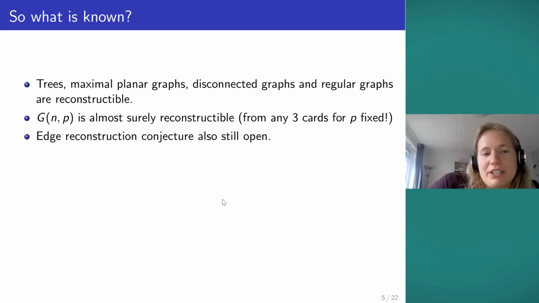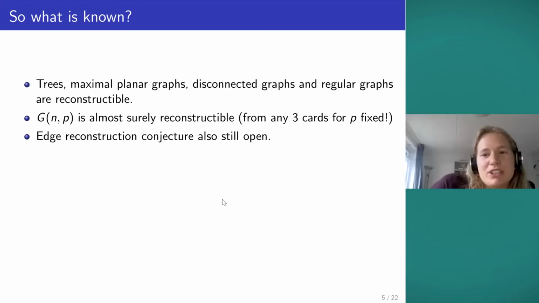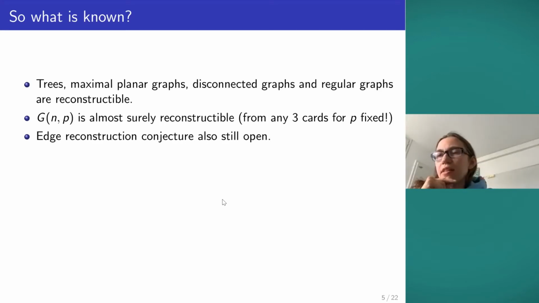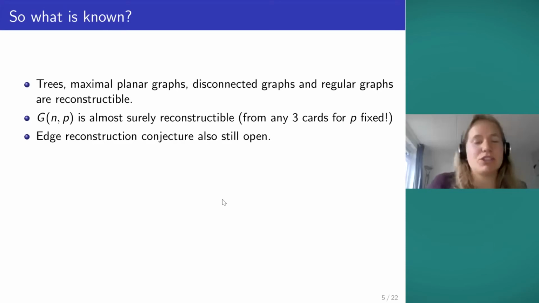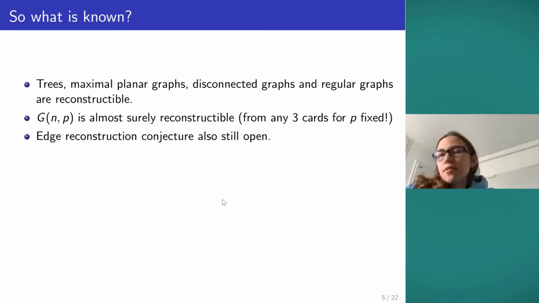There's also a variant where instead of... One question. By p fixed, do you mean p constant or any p? Yeah, for p constant, you only need 3 cards. Okay. It's also known for any p, but you might need more cards if your p is within a certain range. Okay. Yeah. Cool, thanks. For a certain range of values of p, the exact number of cards needed is open.